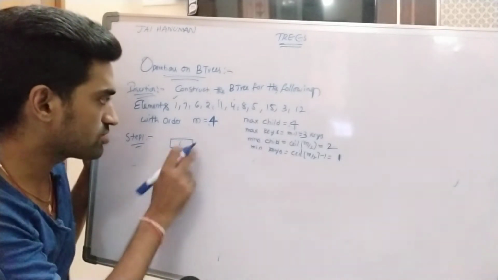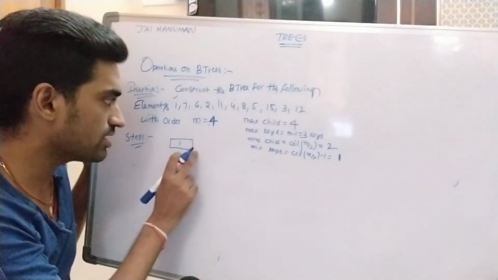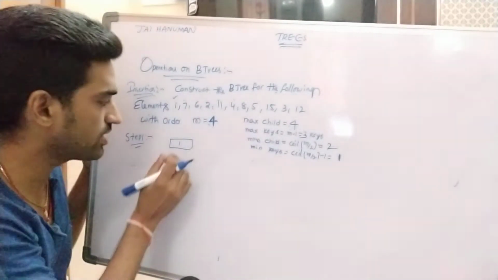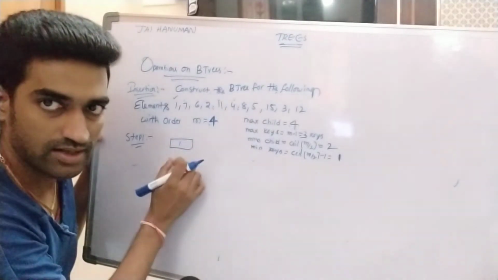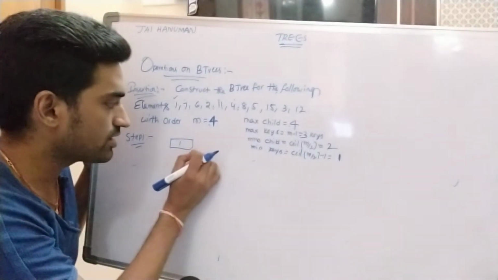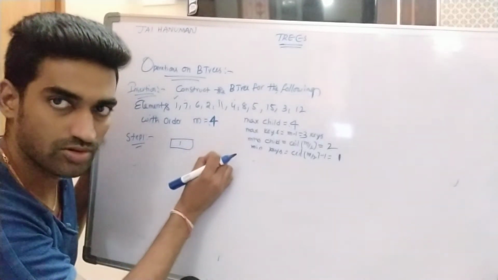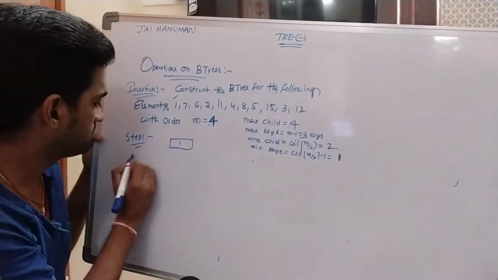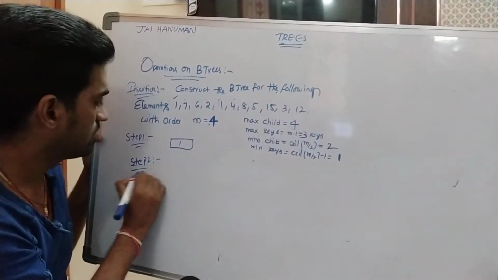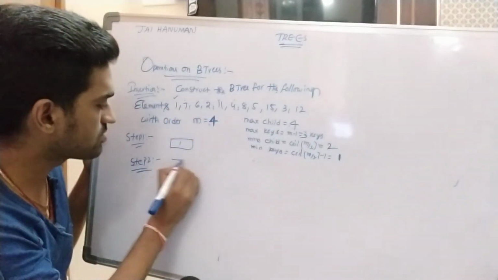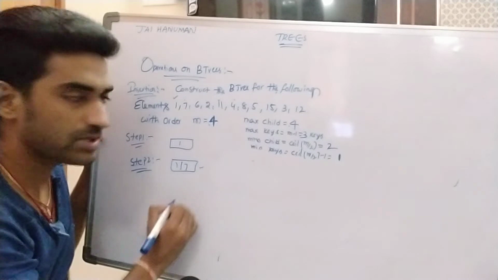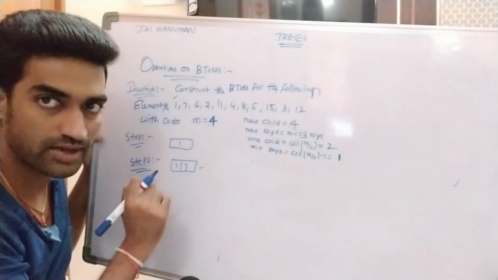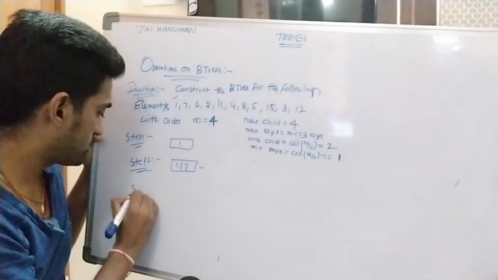In this node we can insert up to 3 key values, because this is a fourth order B tree. Once the node exceeds, that middle element becomes the root node for the remaining nodes. In step 2 we are inserting 7. So 1, 7. The B tree property is satisfied, because this contains 2 key values, and for a fourth order B tree, up to 3 key values are allowed.